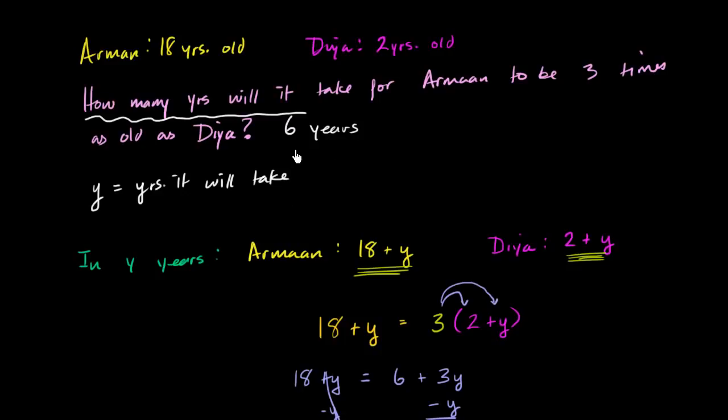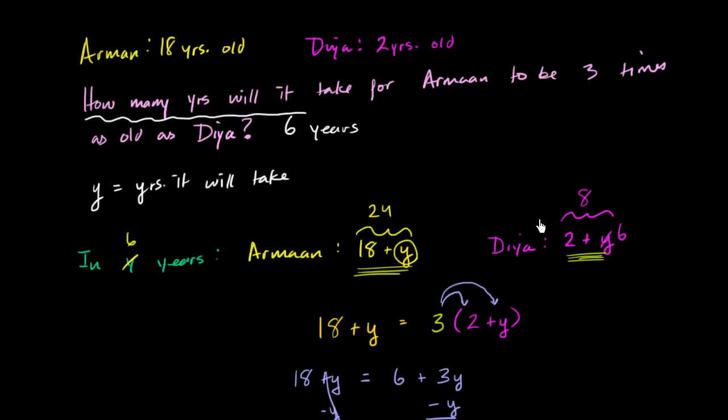Now, I want you to verify this. Think about it. Is this actually true? Well, in 6 years, how old is Armand going to be? He's going to be 18 plus 6. We now know that this thing is 6. So in 6 years, Armand is going to be 18 plus 6, which is 24 years old. How old is Dia going to be? Well, she's going to be 2 plus 6, which is 8 years old.